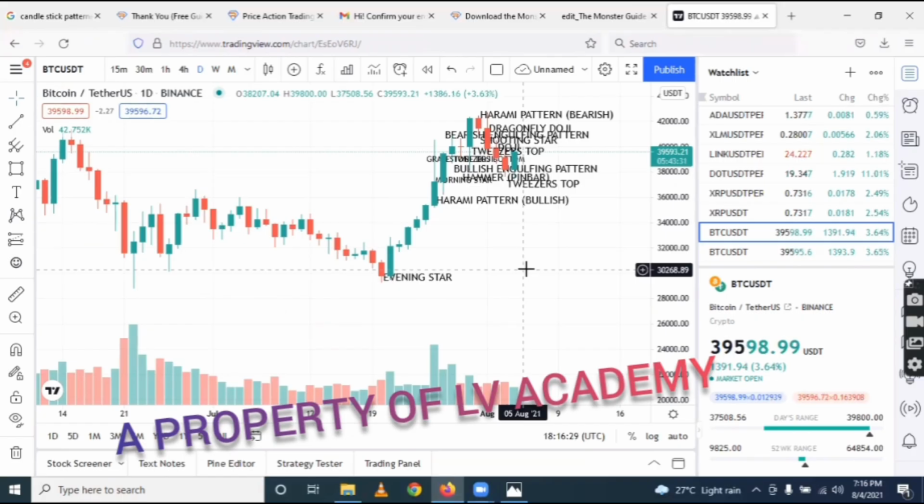Now, to the types: there are basically eight major candlestick patterns that you should understand. Some are bullish, some are bearish patterns. For example, we have the engulfing bar pattern, and the engulfing bar pattern has a bullish and a bearish one. We have the doji candlestick pattern.